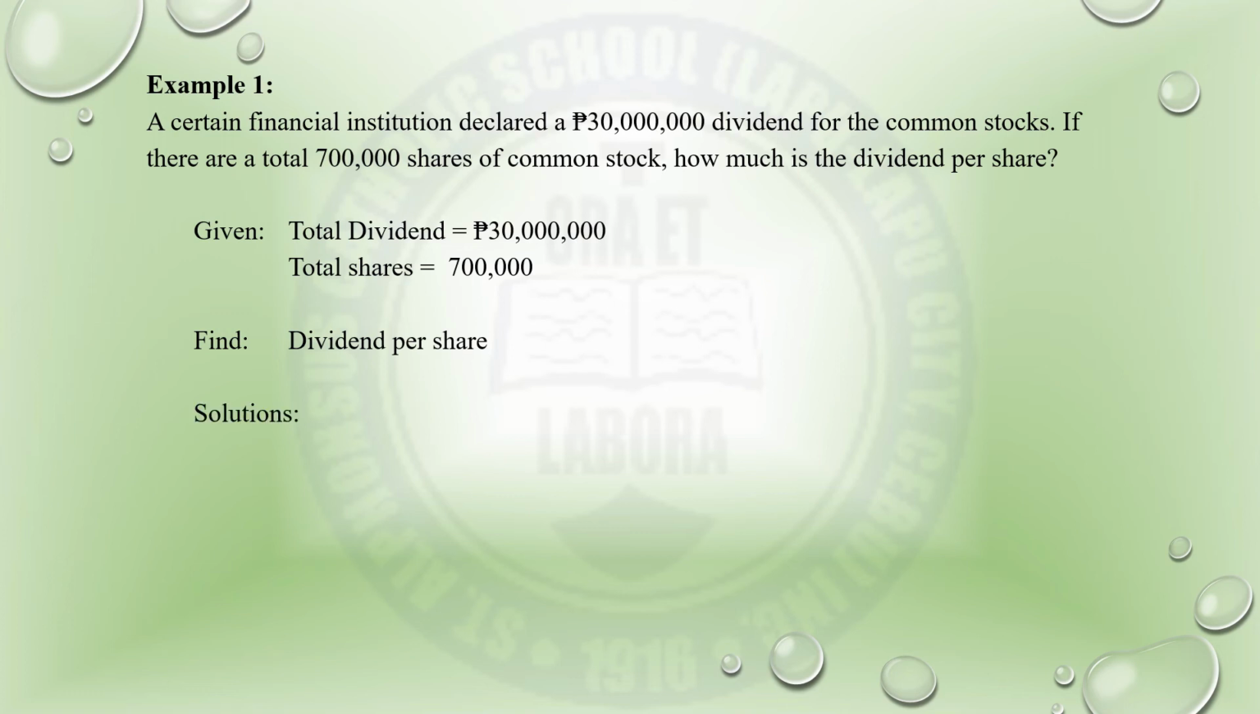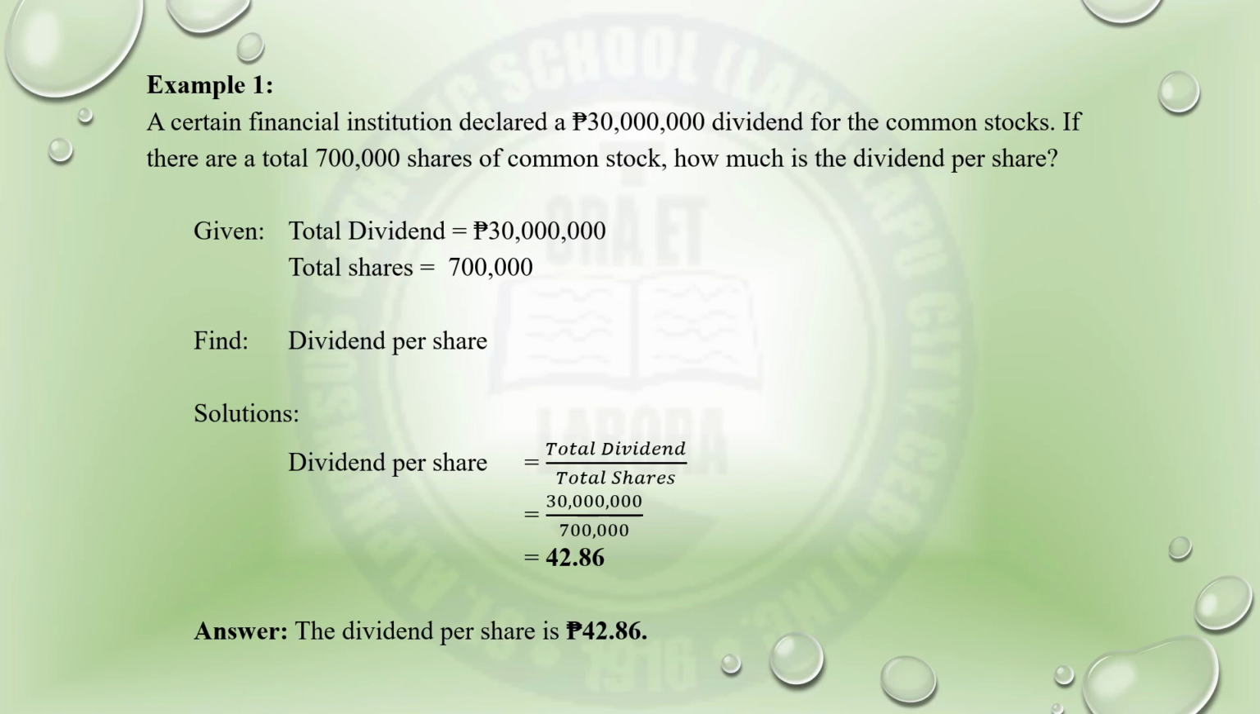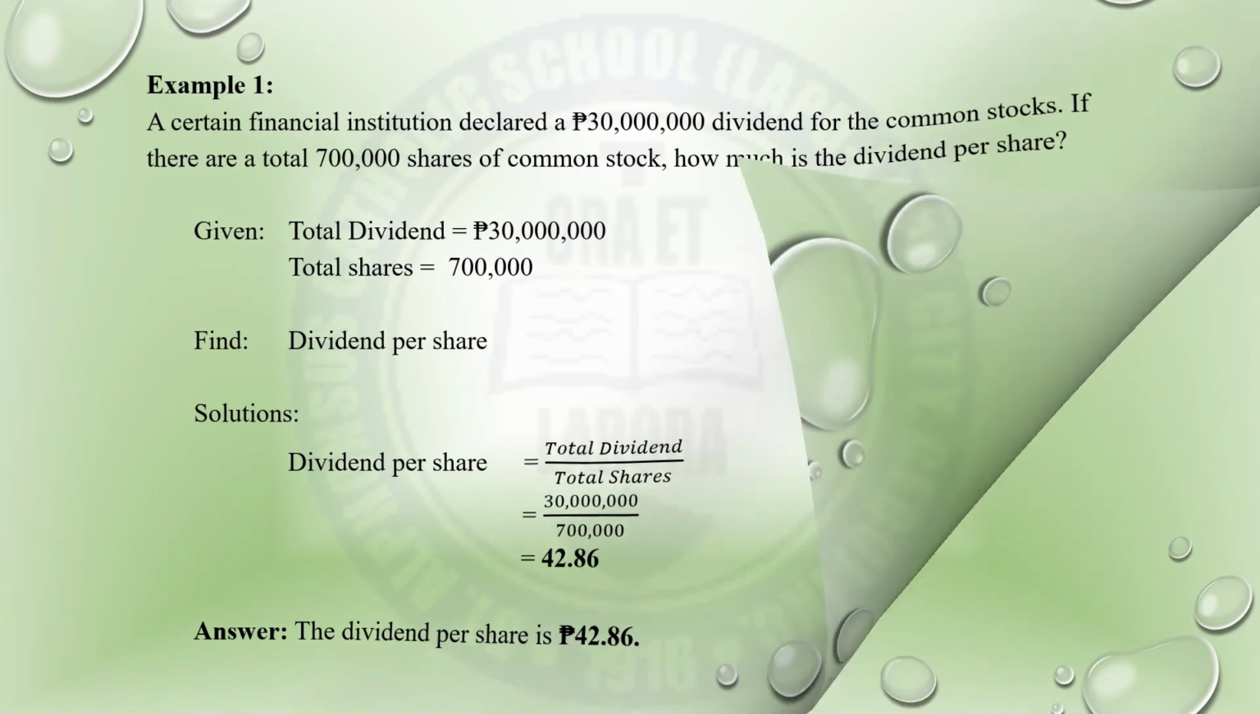Since the dividend per share is the ratio of the dividends to the number of shares, then its notation is total dividend divided by the total shares. And then, we are going to substitute the values of our total dividend and our total shares. And the answer would be 42.86, or the dividend per share is 42 pesos and 86 centavos.